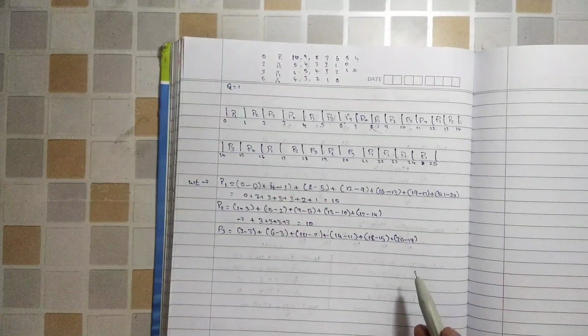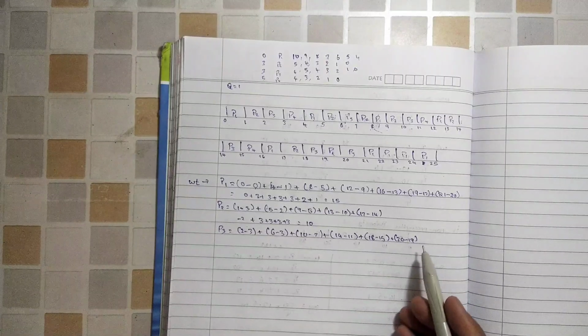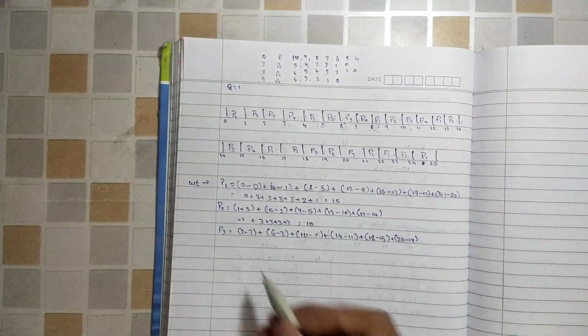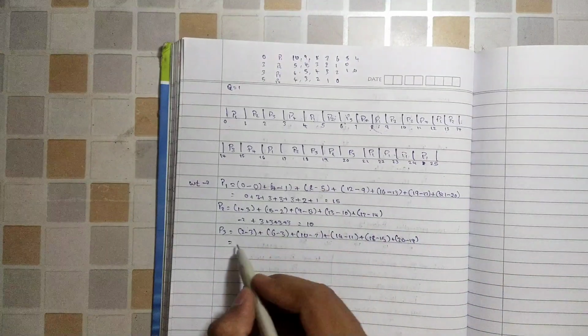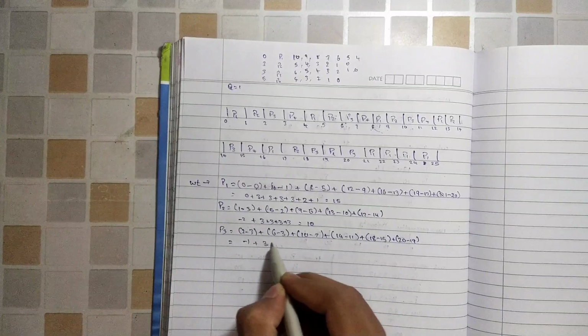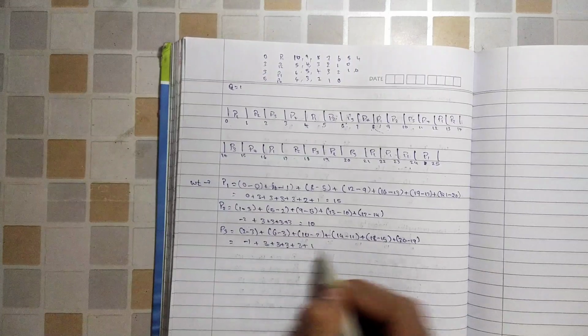So 20 minus 19, yeah, correct. So here we have P3 minus where it last ended. So 2 minus 3 here is minus 1, plus 3 3 3 3, and at the last we'll have plus 1.